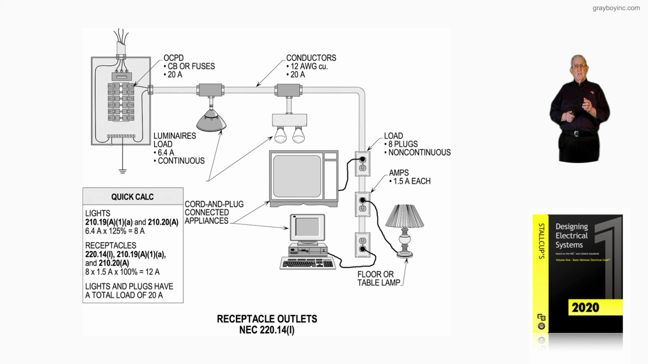So this illustration is showing the procedure for receptacle outlets connected with other loads on a branch circuit in accordance with this figure 14-25, based upon continuous and non-continuous loaded receptacles and lighting.